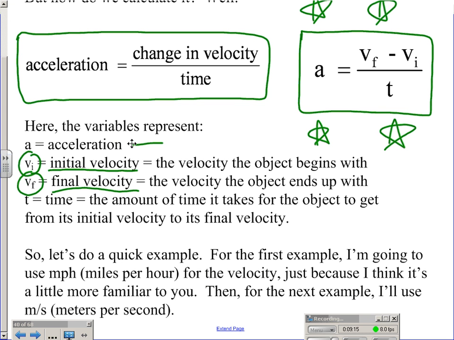I ask people, what does T stand for? And people say time. Yes, it is time, but from now on, you need to think about the time for what? In this case, it's the time that it takes for your object to get from the initial velocity to its final velocity. So this idea here is colossally important.